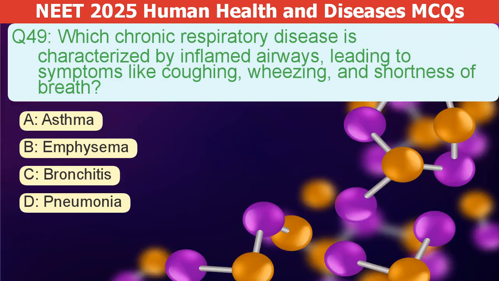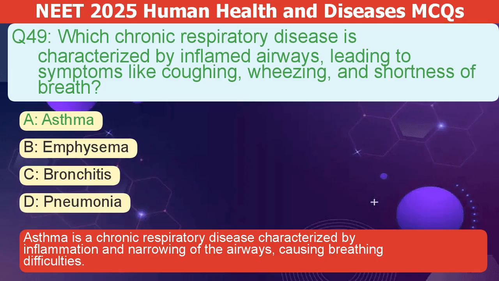Which chronic respiratory disease is characterized by inflamed airways, leading to symptoms like coughing, wheezing, and shortness of breath? A. Asthma. B. Emphysema. C. Bronchitis. D. Pneumonia. The correct answer is A. Asthma is a chronic respiratory disease. It's characterized by inflammation and narrowing of the airways, causing breathing difficulties.